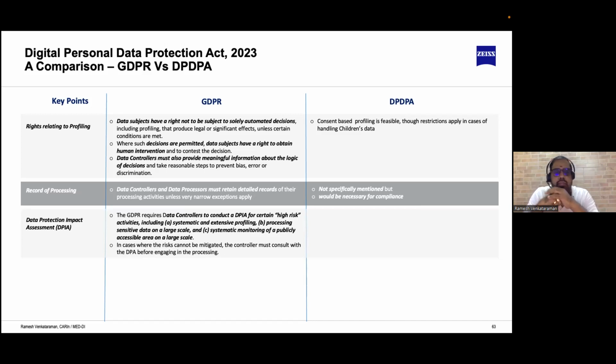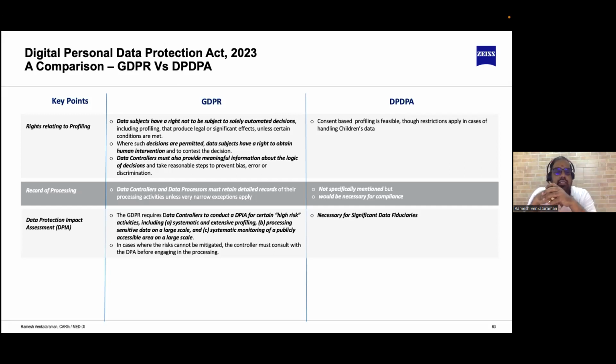Data protection impact assessment. GDPR categorically stated that data controllers need to conduct a data protection impact assessment for high risk activities, including those 3 categories where the DPO is needed, as in our earlier discussion, right? If you are doing systematic and extensive profiling, if you are processing sensitive data on a large scale, and if you are systematically monitoring a publicly accessible area, right? BBMP kind of organizations where we use lots and lots of data, hospital sensitive data, malls having large numbers of people.